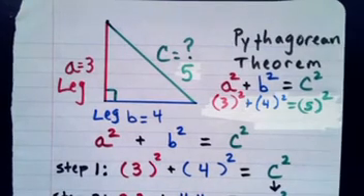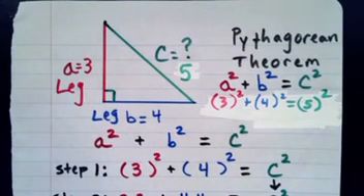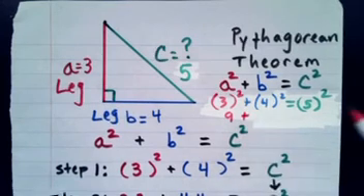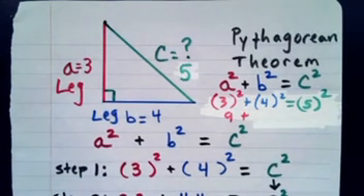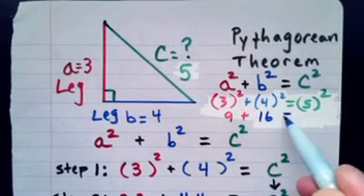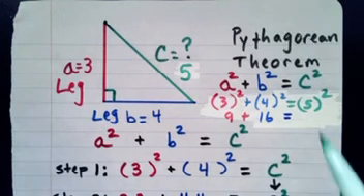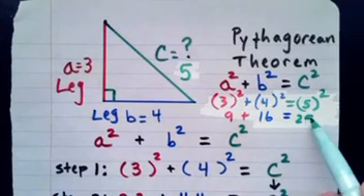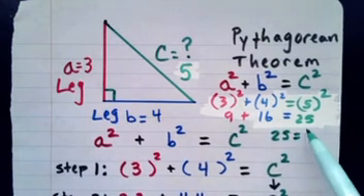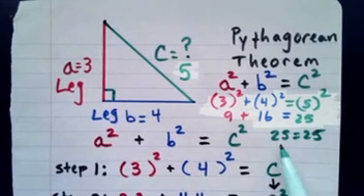is 5. Now, 3 squared is 3 times 3, which is 9, plus 4 squared is 4 times 4, which is 16, equals, what is 5 times 5? It's 25. So can you say 9 plus 16 is 25 equals what I had on the right side, 25? Hey, does 25 equal 25?